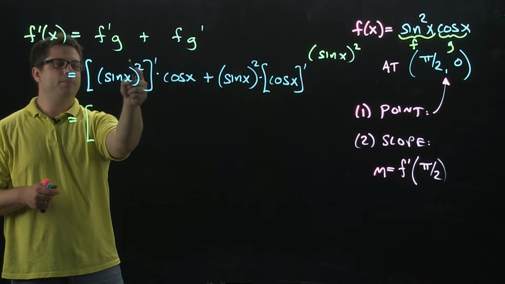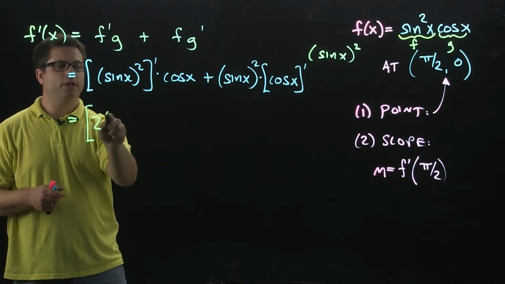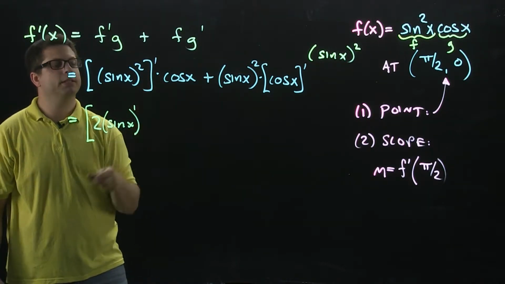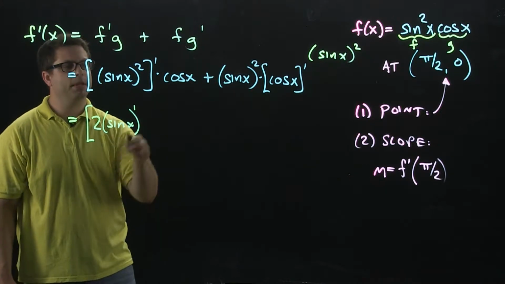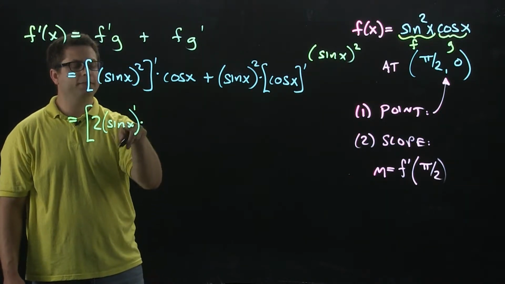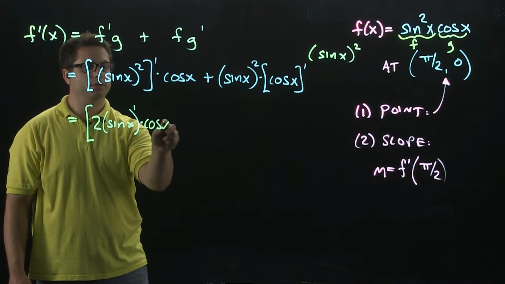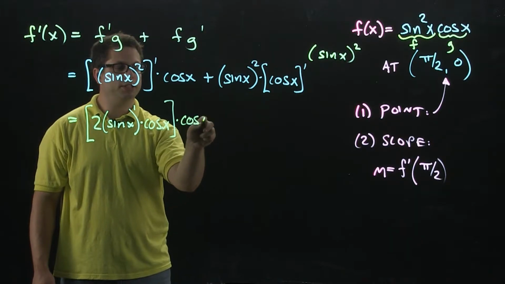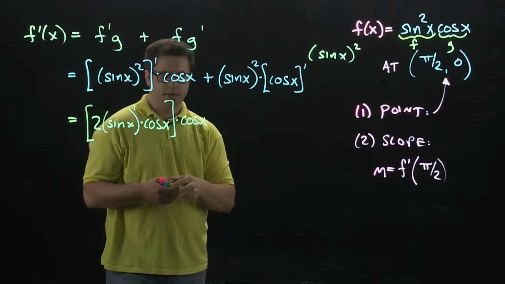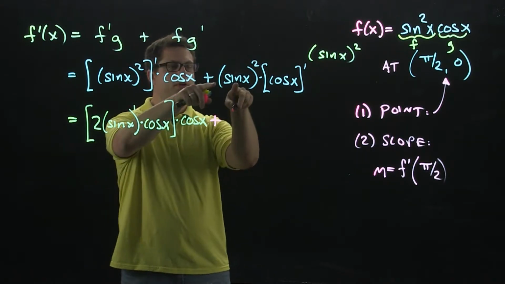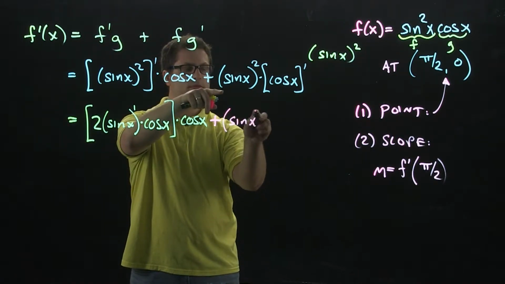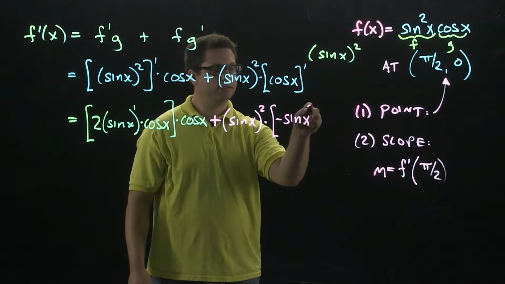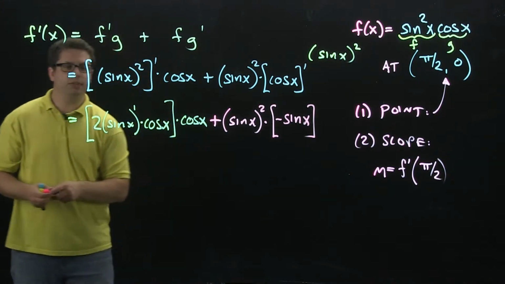So this is going to be the extended power rule. We're going to bring the 2 down. You're going to leave the sine alone, and then you'll subtract 1 off the exponent, which is 1. So you don't actually have to write that 1. And then you're going to multiply by the derivative of sine, which is cosine. And then the g function, right? We're not changing, so that's cosine. Plus, now we're going to leave f alone, and then differentiate cosine, which is negative sine. Okay, so this is our derivative.